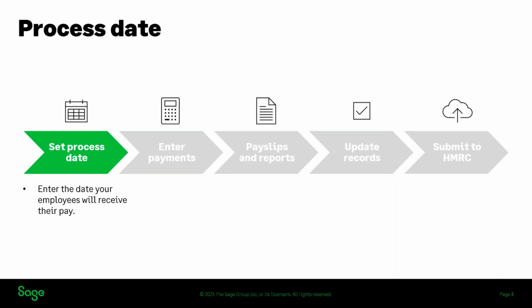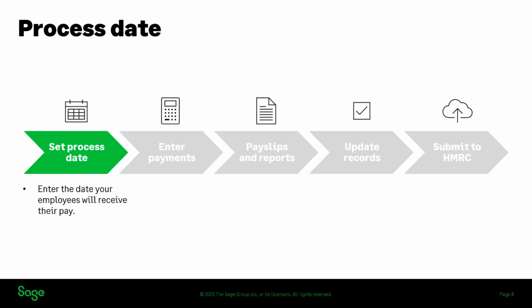So starting with the process date, you are prompted to set this when you first log in to Sage 50 Payroll, but it can be changed from the change process date option. And in this step, you would need to enter the date the employees receive their pay, with the only exception being if the regular pay date happens to fall on a non-banking day, and you might be paying the employee earlier or later than normal, you would still report your pay date as the regular pay date in that scenario.